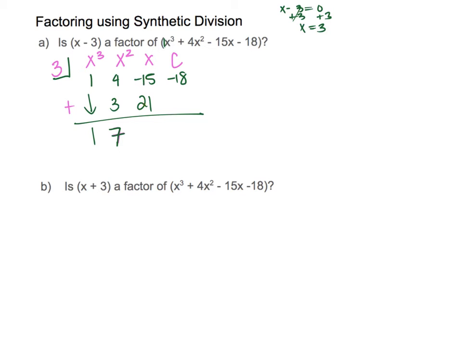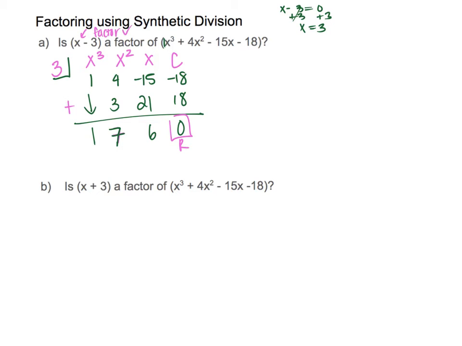Negative 15 plus 21 gives me 6. And then 6 times 3 gives me positive 18. If I add, the remainder here is 0. So I did get a remainder of 0. So I can say that this x minus 3 is a factor.